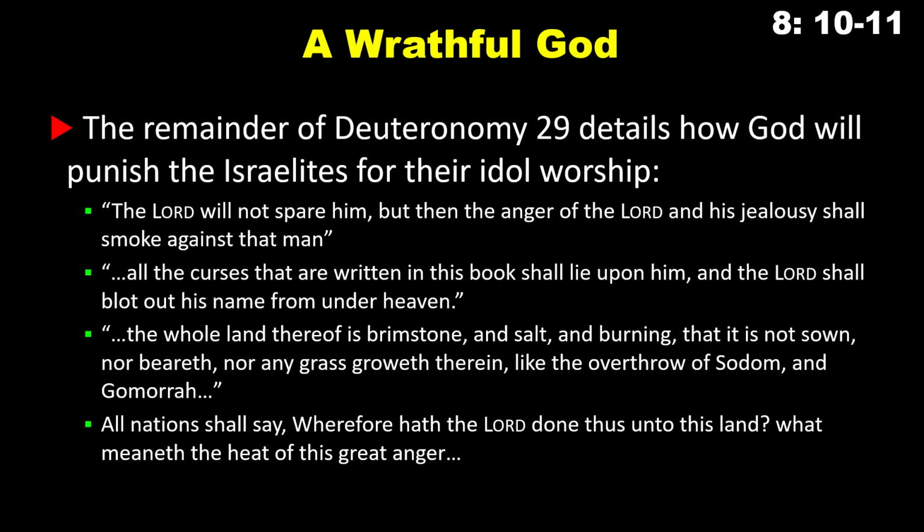The remainder of Deuteronomy chapter 29 deals how God will punish the Israelites for their idol worship. The Lord will not spare him, but then the anger of the Lord and his jealousy shall smoke against that man. All the curses that are written in this book shall lie upon him, and the Lord shall blot out his name from under heaven. The whole land thereof is brimstone and salt and burning, that it is not sown, nor beareth, nor any grass groweth therein, like the overthrow of Sodom and Gomorrah. All nations shall say, Wherefore hath the Lord done thus unto this land? What meaneth the heat of this great anger?